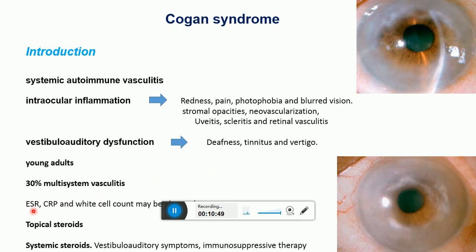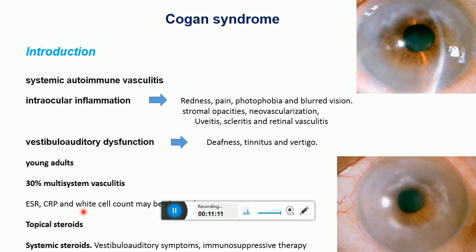Investigations: erythrocyte sedimentation rate and C-reactive protein may be elevated and the white cell count raised. Antibodies to inner ear antigen may be detectable. MRI may show inner ear and other abnormalities.